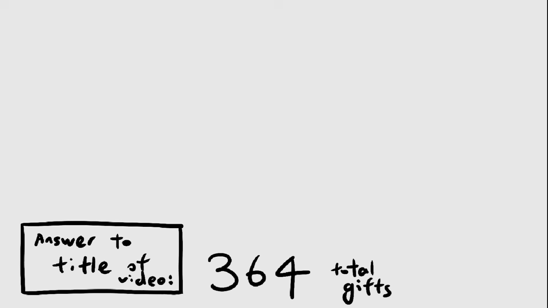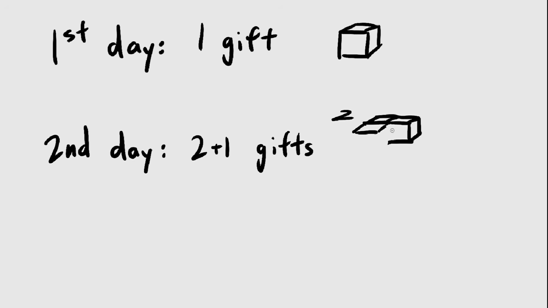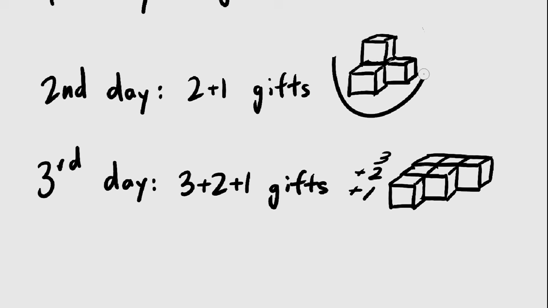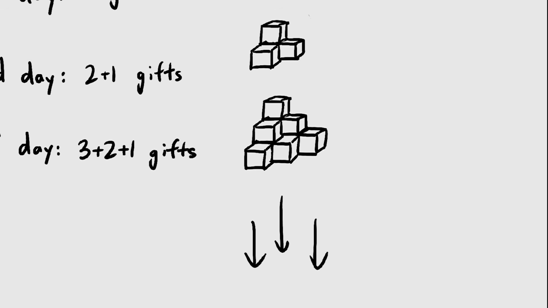But a more interesting way to find the answer is this. Represent each gift with a cube. So on the first day you get one cube, and by the end of that day you have, well, one gift. And on the second day, you get 2 plus 1 cubes, and when you add on the first day's cubes, you now have this many cube/gifts. On the third day, you get 3 plus 2 plus 1, and then you add on the previous cubes, and you just keep doing this, and you can see the pattern.